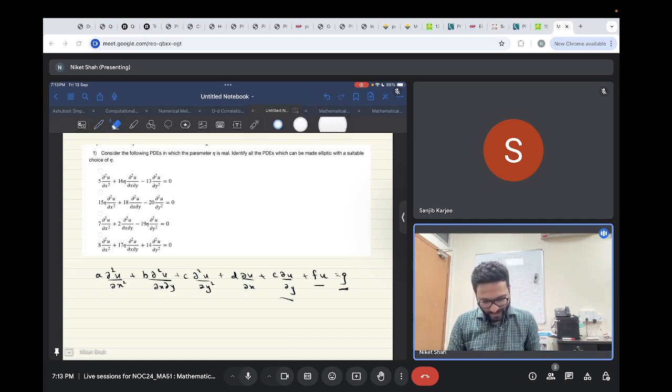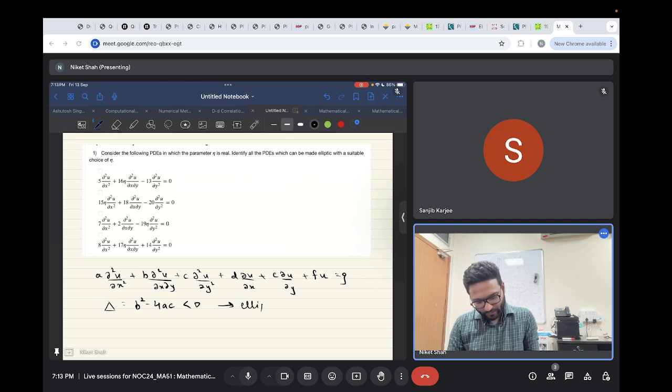And what is an elliptic partial differential equation in this? It is when the discriminant delta, which is b square minus 4ac, is less than 0. Then it's an elliptic PDE. This is what an elliptic PDE means. Now what we have to see is whether we can make the partial differential equations given in the question elliptic or not. I'm not trying out all the options. I'll just select the first option and solve it, and the rest are pretty straightforward.